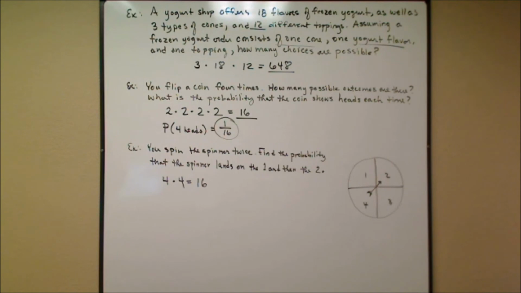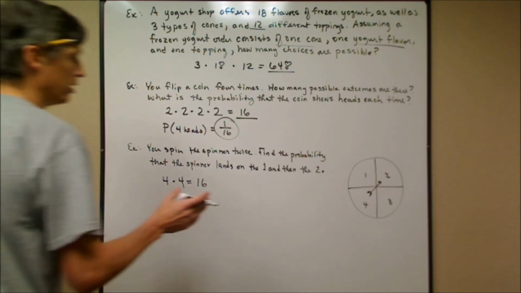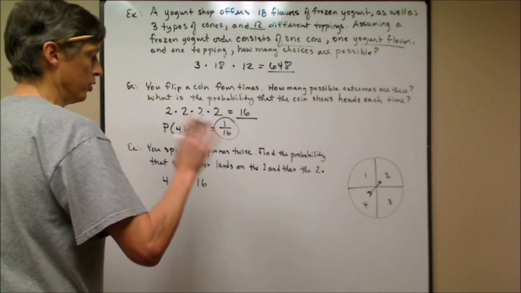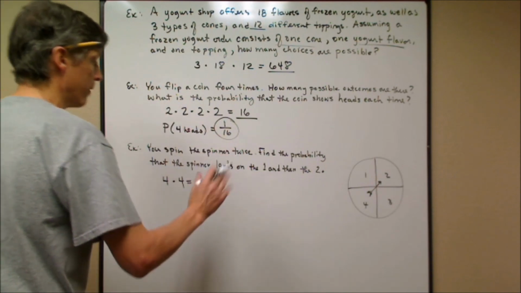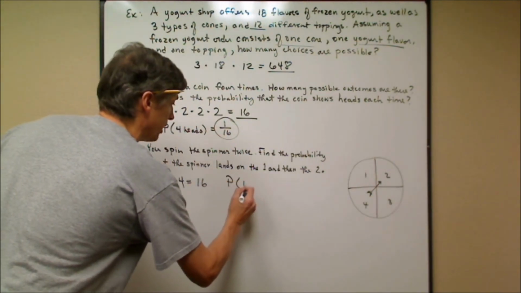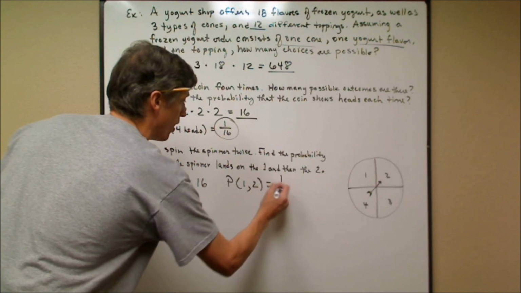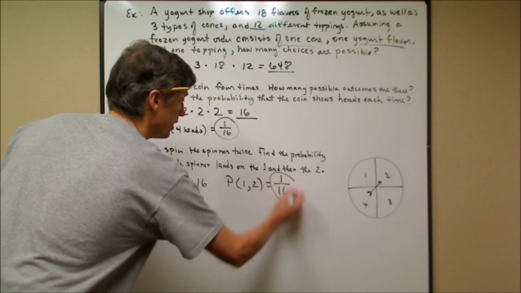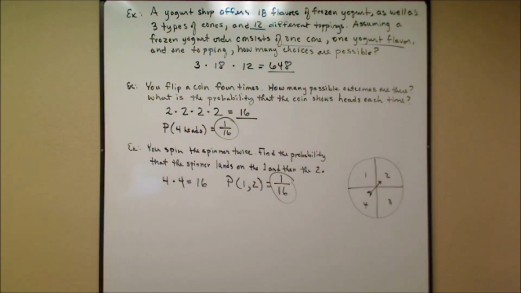All right, now what we want is the probability that it lands on a 1 and then it lands on a 2. 1 the first time, a 2 the second time. Well, that's one way that it can occur. I can get a 1 and then I can get a 2. In that order, only one possible way. So the probability of getting a 1 and then a 2 would be 1 out of 16. Same answer as the last one, but certainly a different problem.